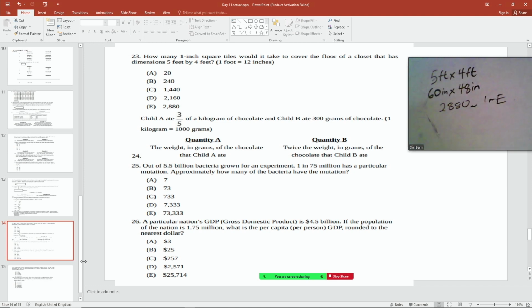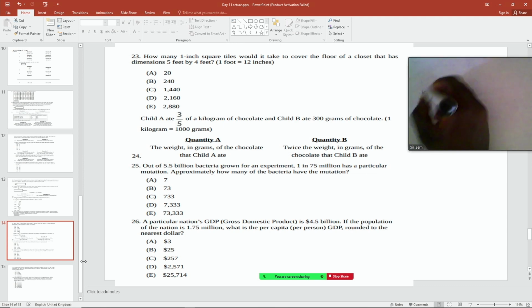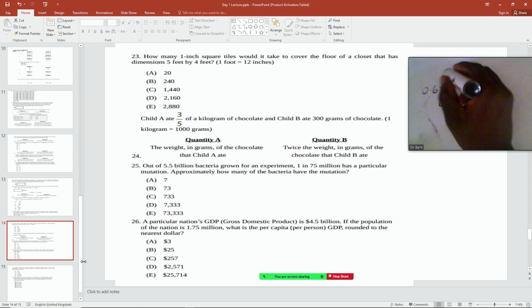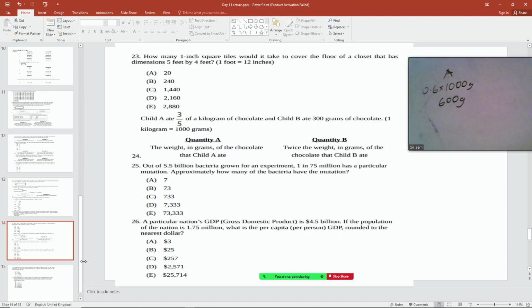Question 24. Question 24 says child A ate 3/5 of a kilogram of chocolate and child B ate 300 grams of chocolate. 1 kilogram is equal to 1,000 grams. For the weight in grams of the chocolate that child A ate, 3/5 is 0.6, and 0.6 times 1,000 grams will give us 600 grams. So quantity A is 600 grams. Then child B ate 300 grams at twice the weight. So 2 times 300 grams would give us 600 grams.